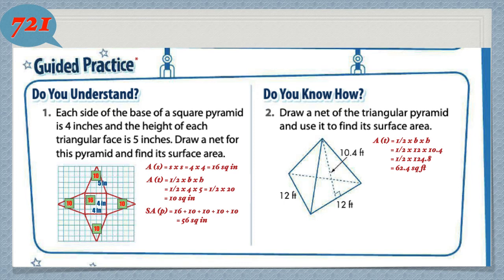Now let's find the area of the whole triangular pyramid. So we are just going to multiply it by 4. So 4 times 62.4 equals 249.6 square feet. Why did we multiply it by 4? Since it has 4 faces and all are having the same area. So 4 times 62.4 is equal to 249.6 square feet.